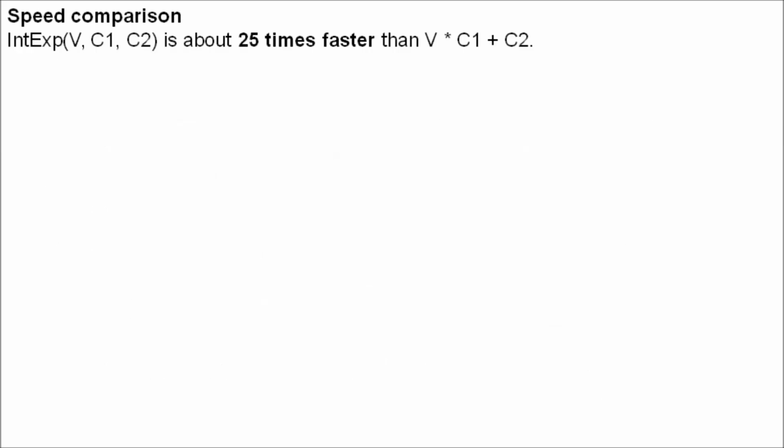So, just how much faster is this integer expression macro? Well, I ran several tests using the MPLAB X simulator and XC16 compiler and found it to be on average about 25 times faster than the equivalent floating point expression. So you may want to consider using it when execution speed is a priority.